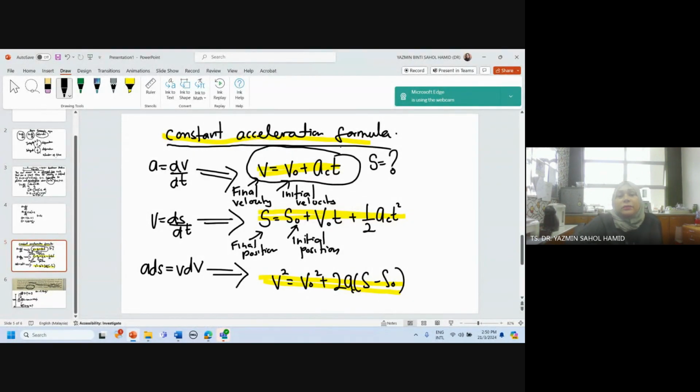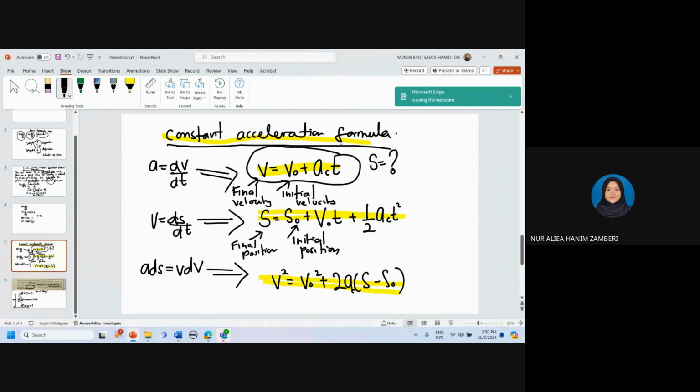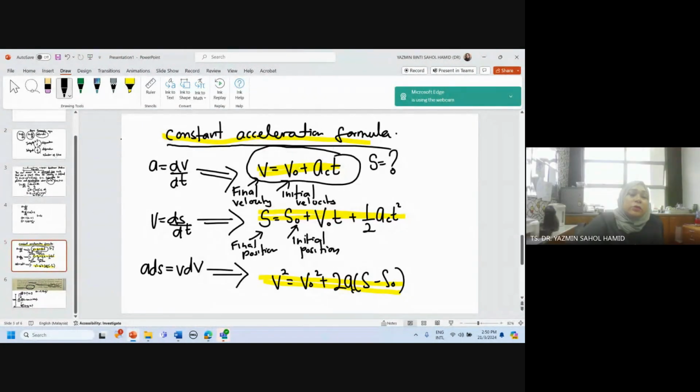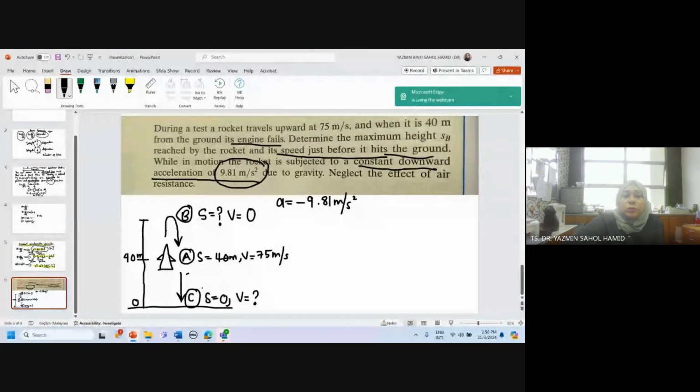Okay? Right. Now, can anyone suggest another formula besides the first? Second or third? Third. Yes, that is correct. We use the third equation. Based on the variables given, the third equation is most suitable. So first thing you need to do, you need to write the third equation down. V squared equals V naught squared plus 2a times (S minus S naught).